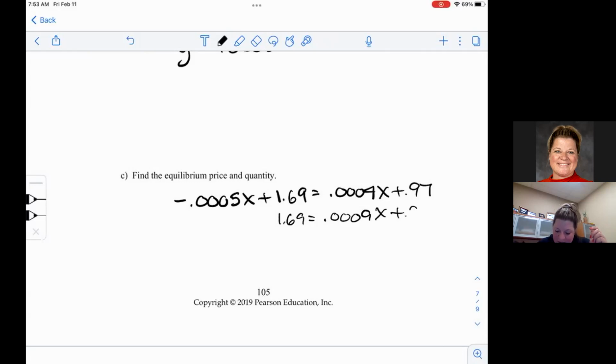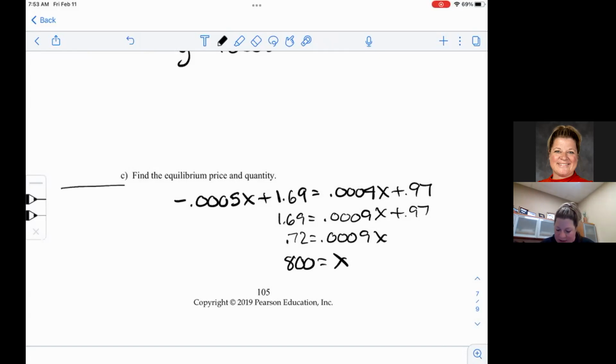Okay, then we're going to move that 0.97, so $1.69 minus 97 cents is 72 cents equals this. So 72 cents divided by 0.0009 is 800. Okay, wow, so x is 800. x is our pounds of tobacco. Okay, put your x back into either equation.